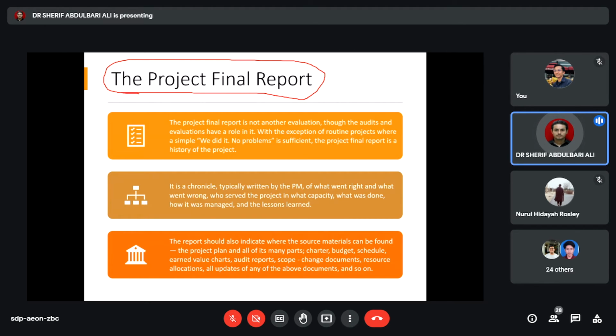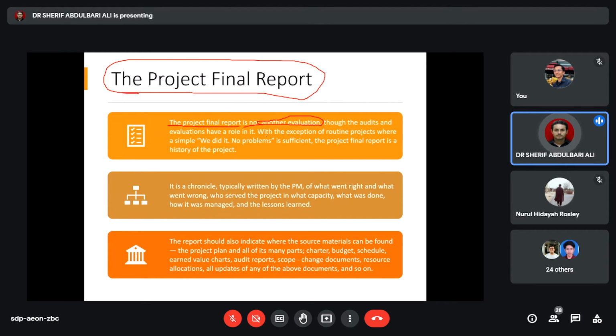The project final report is not the same as the auditing. The project final report we are talking about here is like the history of the project, starting from how the project started till the last, whether it's going to be good or whether it's going to be bad. So the project final report is not considered an evaluation. It's not part of the evaluation.